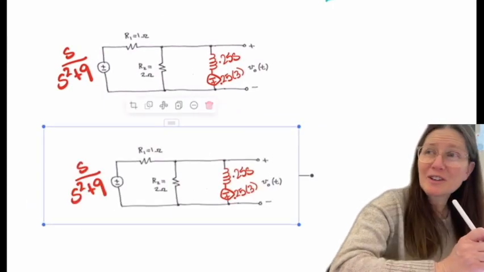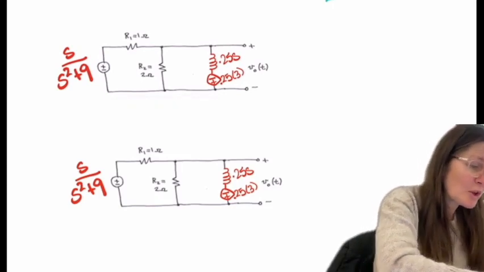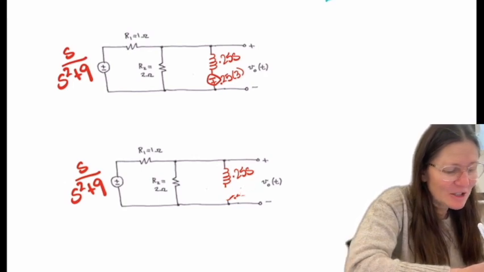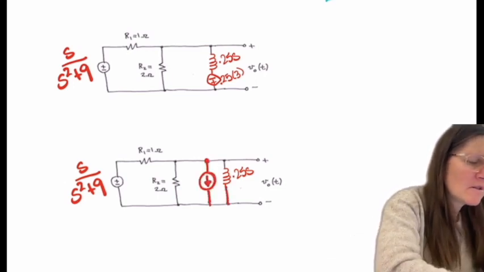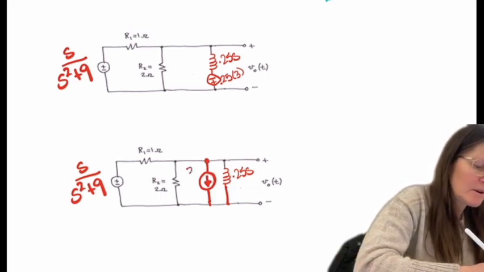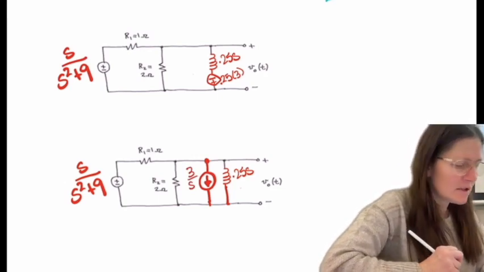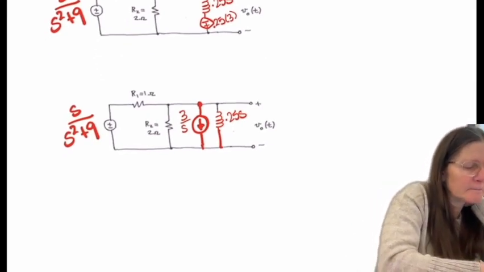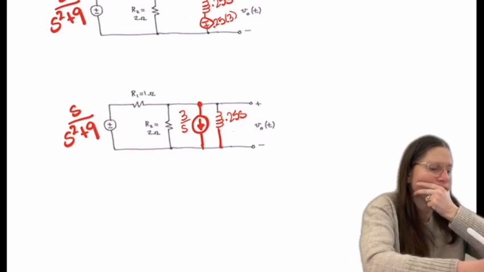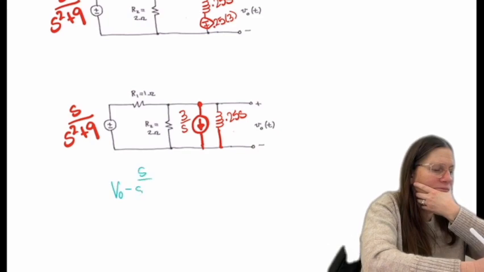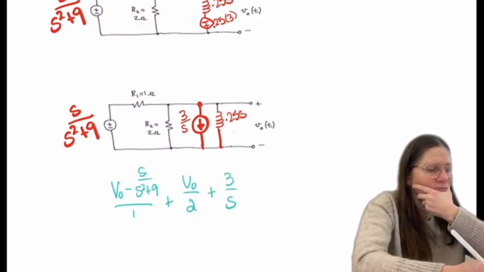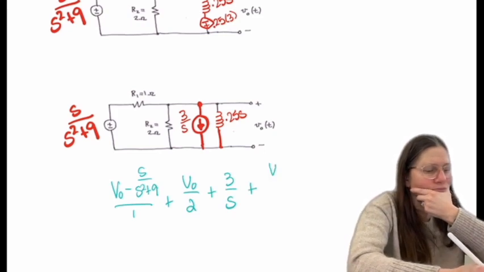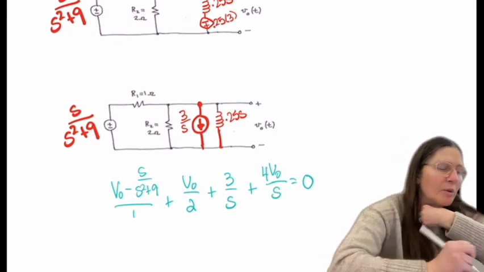You were commenting that you thought that the current source looked easier. So you could draw both and then decide that one circuit looks much easier. So if we were to do the current source, just going to put it here. It was 3, right? 3 over S. So this would be your circuit. What would your equation set look like? So that would be your equation.